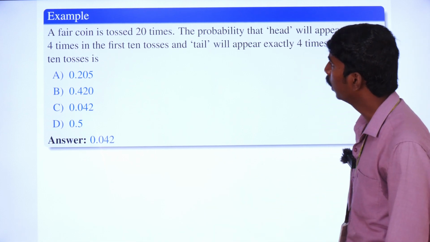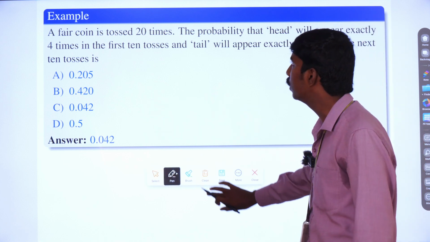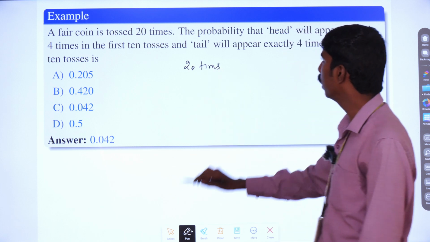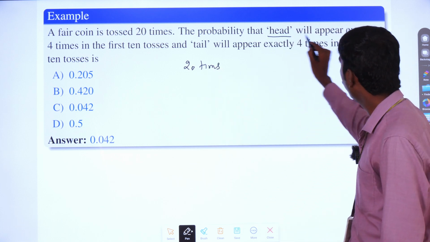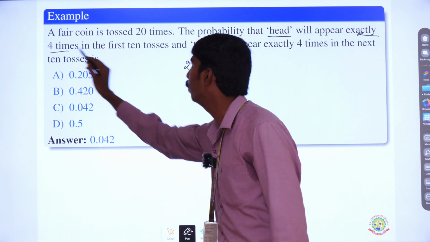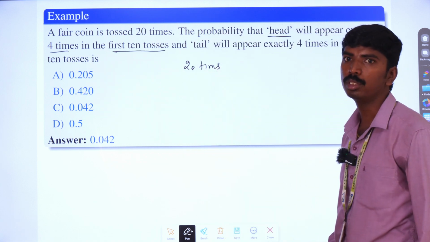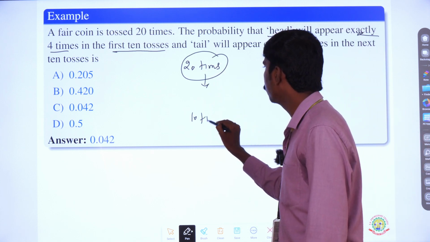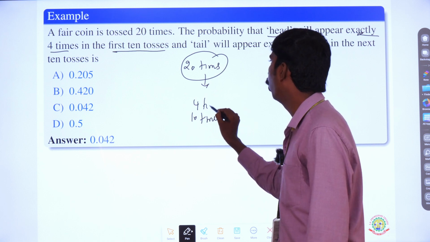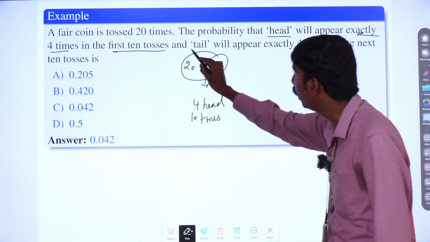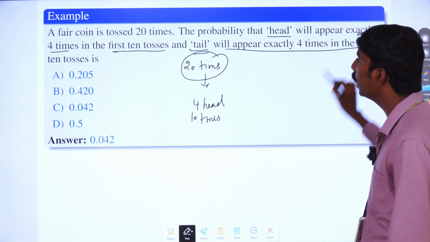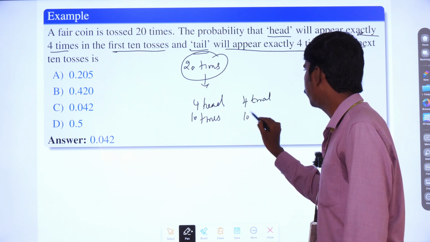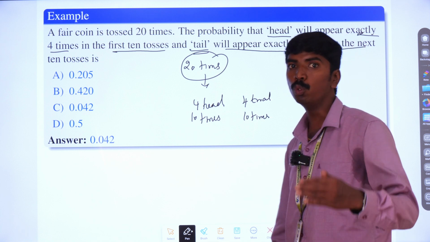In this problem, the question is: a fair coin is tossed 20 times. They ask for the probability that heads will appear exactly 4 times in the first 10 tosses, and tails will appear exactly 4 times in the next 10 tosses. So 2 cases are split here.